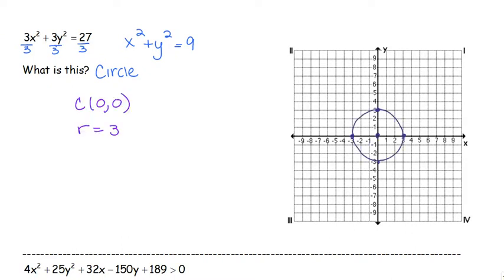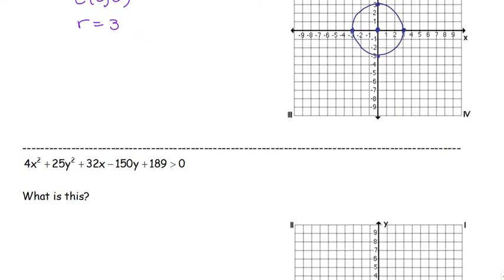Alright, let's see how you did. There was no movement with the x or the y, so our center's at 0, 0. 9 is set equal to our r squared, so our radius is not 9, but 3. So we start at 0, 0, we go 3 right, left, up, down, and there is our graph of our circle.